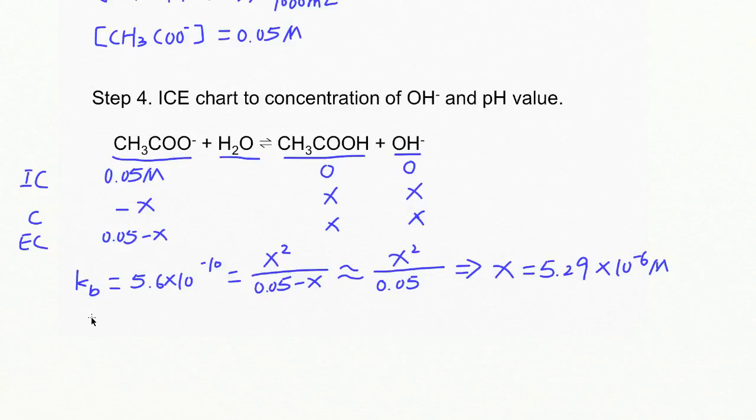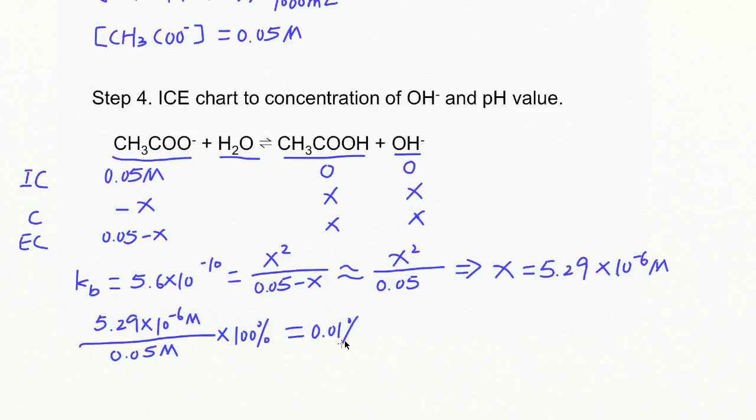Of course, you have to do the calculation to check whether this assumption is good or not. So 5.29 times 10 to the negative 6 mole per liter divided by the initial concentration 0.05, you calculate the percentage of x versus the initial concentration. I got 0.01%. It's less than 5%, so our assumption is good.